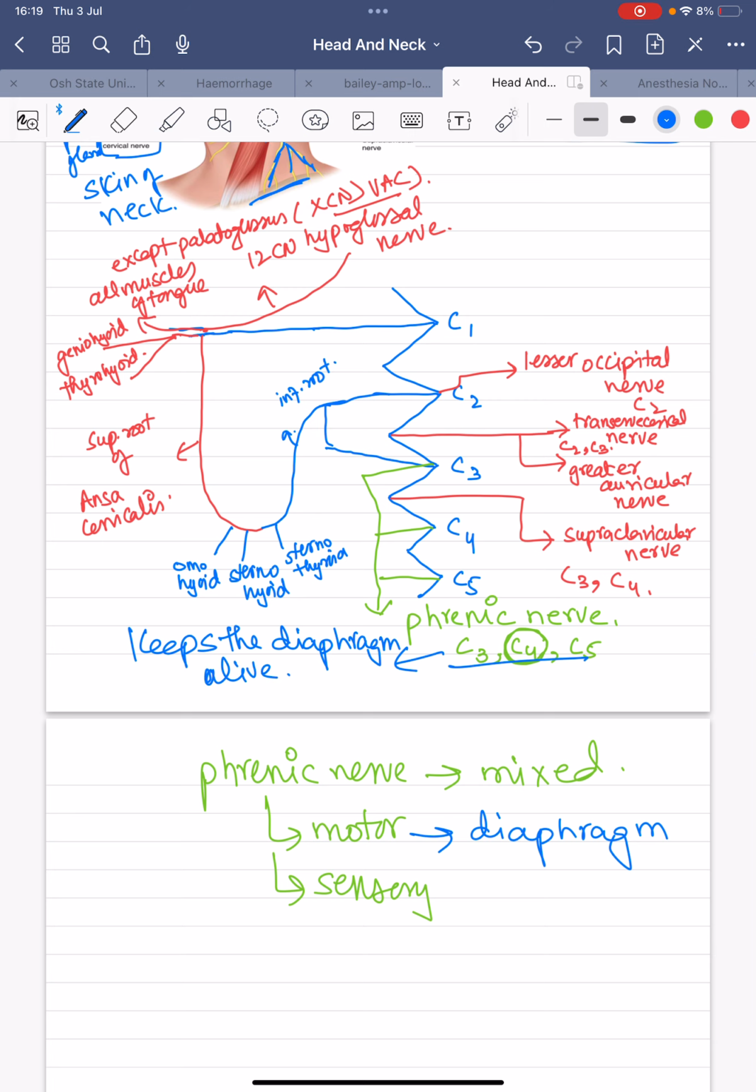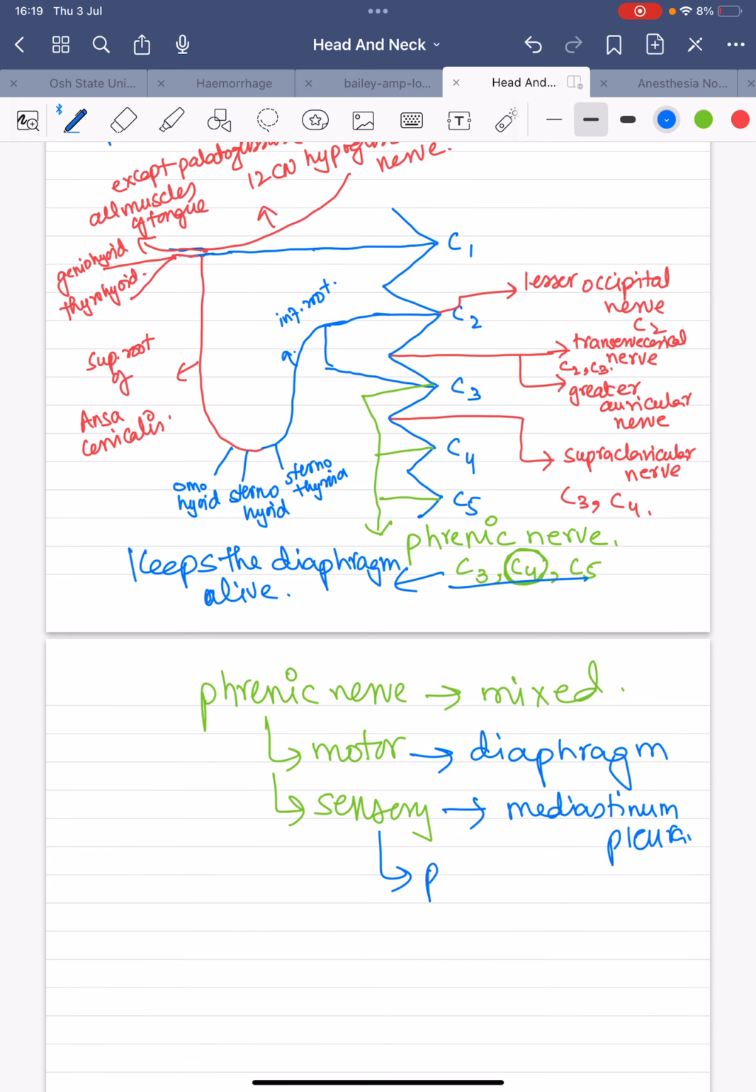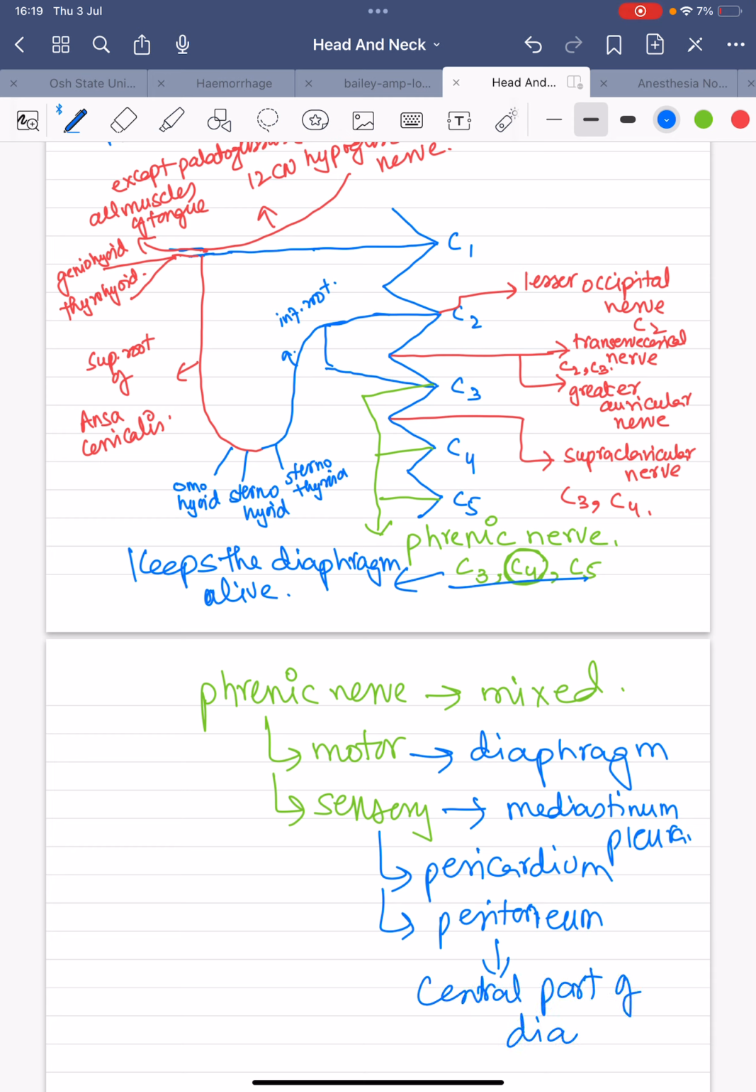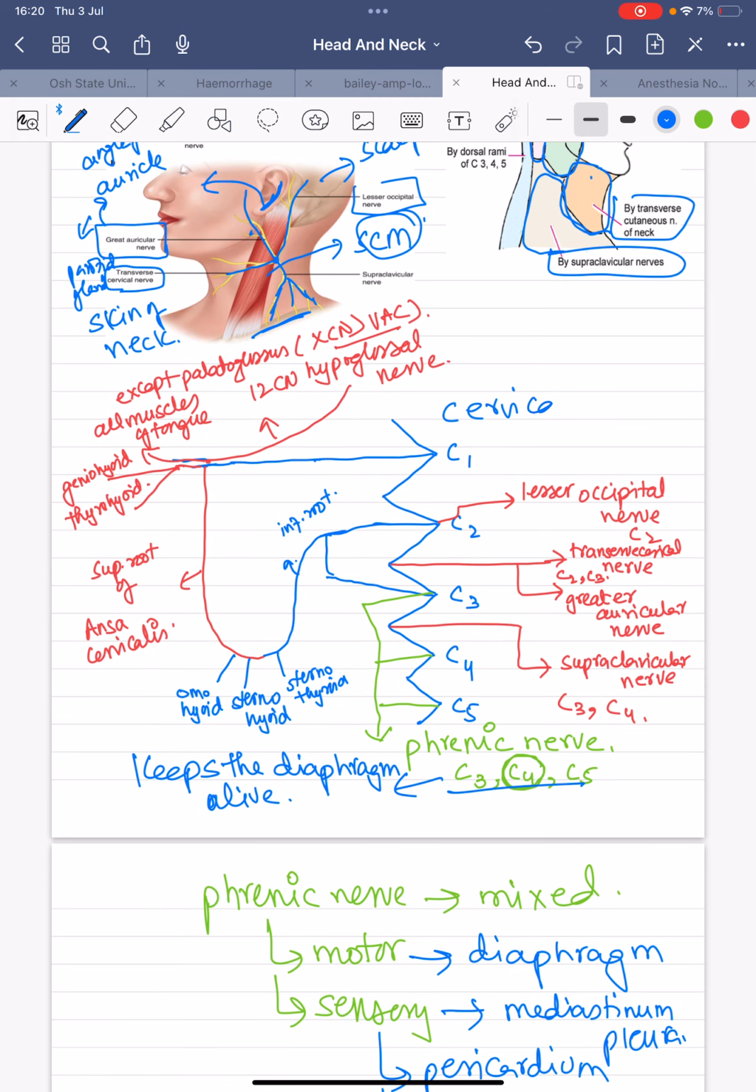Sensory, it is to the mediastinum, especially the mediastinal pleura. Pericardium is also innervated by the phrenic nerve, and the peritoneum, upper and lower surface of the central part of the diaphragm. Sensory innervation is again by your phrenic nerve. So this is your whole diagram of cervical plexus. Okay, very easy topic, and if you draw this diagram, it will be very easy for you to understand.